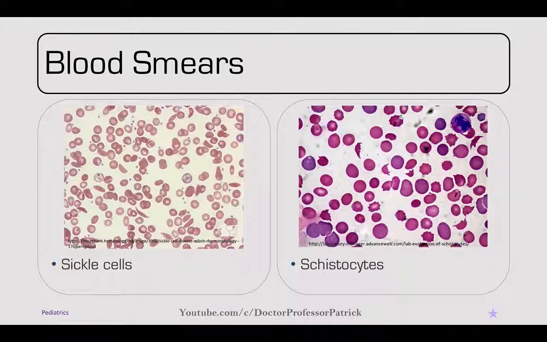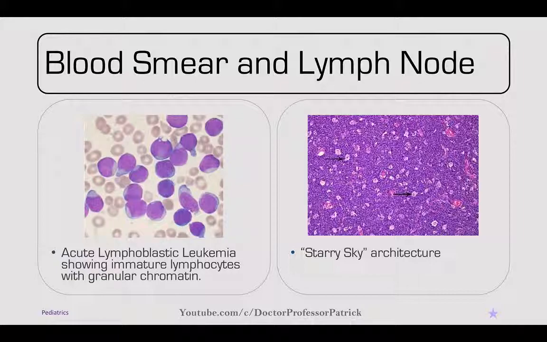Looking at some blood smears, we've got sickle cells on the left and schistocytes, or Portuguese man o' war helmets, on the right. And then there's acute lymphoblastic leukemia. There's immature lymphocytes with granular chromatin. And then on the right, we've got the starry sky architecture of Burkitt's lymphoma.